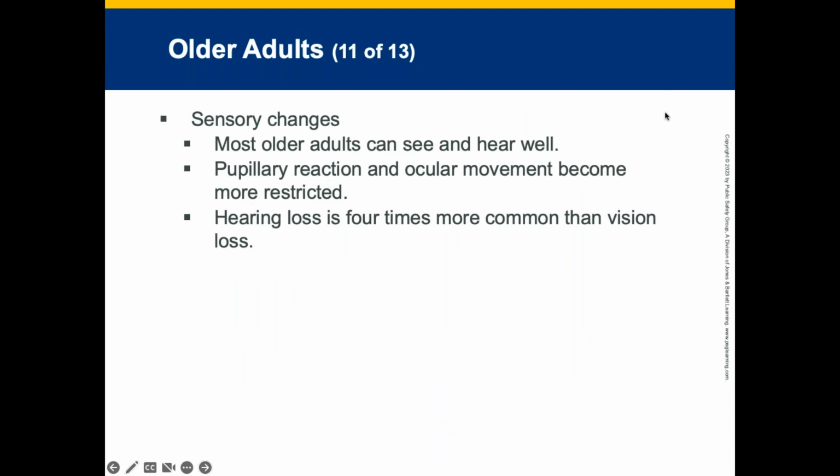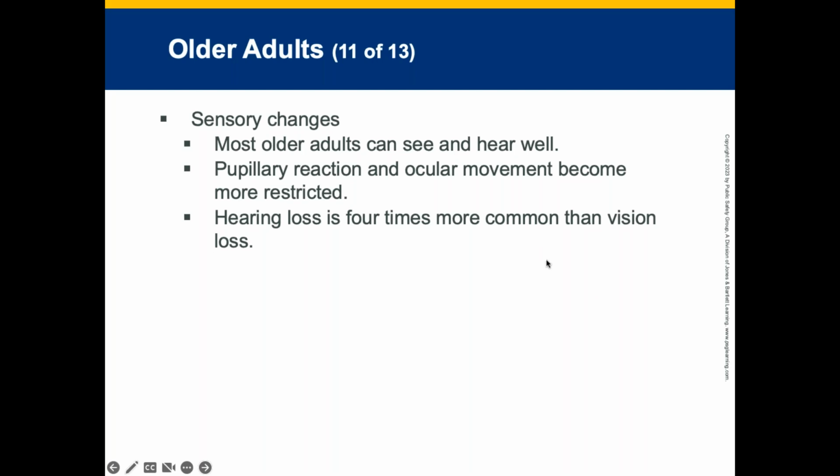You'll have some sensory changes as well. Most older adults can see and hear well, but some may need eyeglasses or hearing aids. Do not assume that older patients are deaf and nearly blind, okay? Don't start screaming into their ear. If they say, can you speak up for me, then speak up. Speak slower so they have an opportunity to read your lips if they have a hard time hearing.